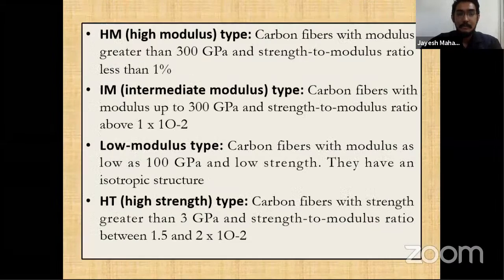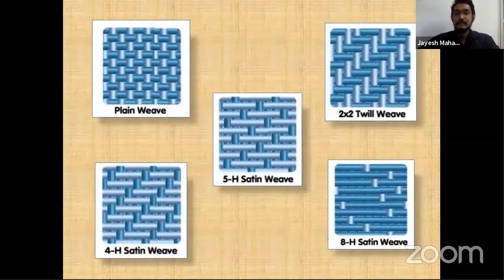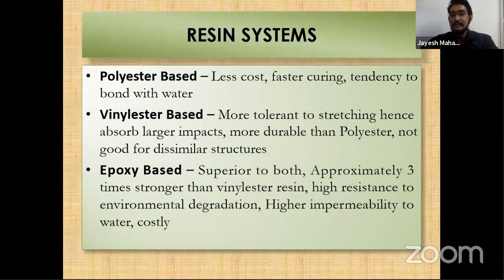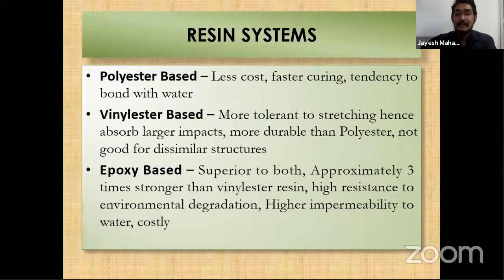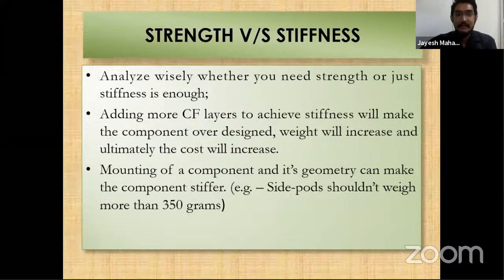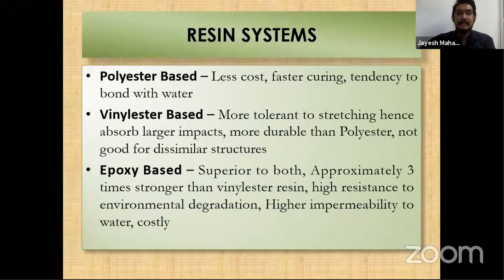Now, let's talk about the resin systems. These can be categorized into majorly three systems. First, the polyester based system. It has quite low cost and is faster curing, but it has a tendency to bond with water. So over a period, it might get damaged, or it can deteriorate.